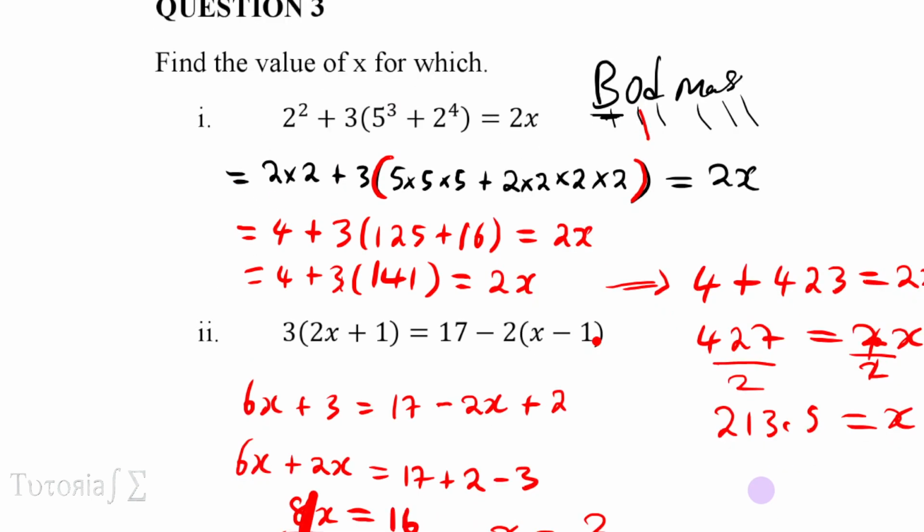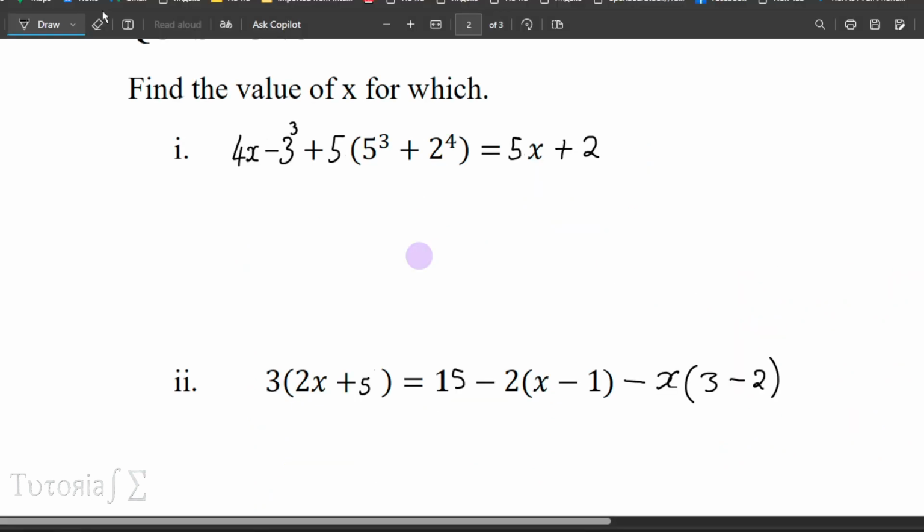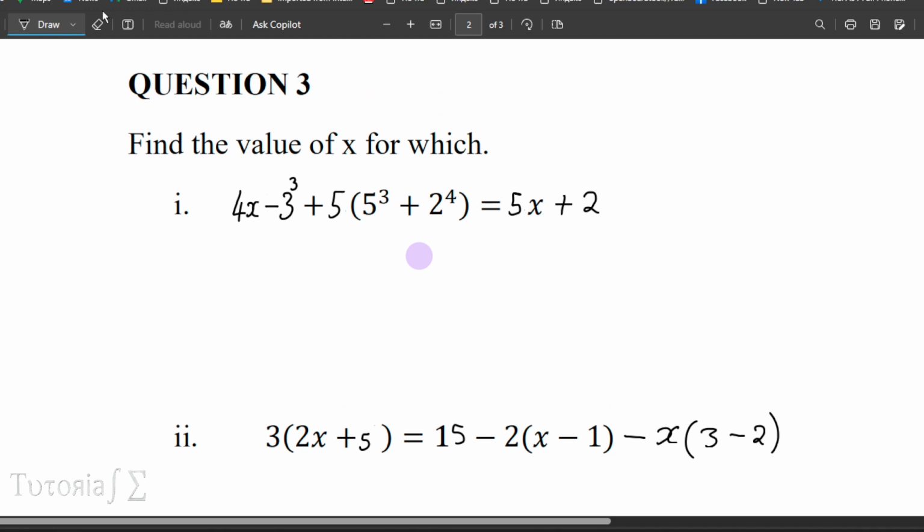Now let me just put some numbers. All right, so these are the questions that you're going to find the value of x. So you have this right here, which is 4x negative 3 to the power 3 plus 5, 5 to the power 3 plus 2 to the power 4, then 5x plus 2. Then here you have 3 times that equals to that. You simplify this. So this is the question that you're going to do for question number 3.